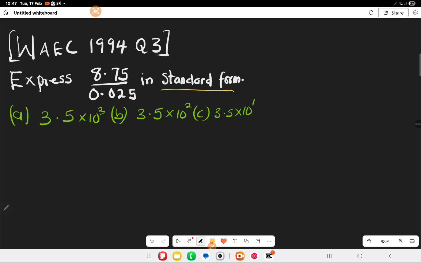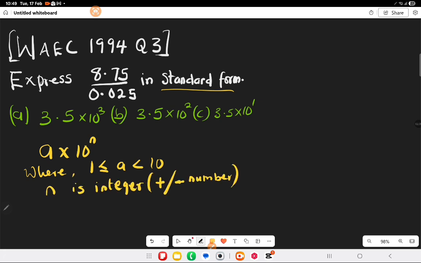Standard form is of the form a times 10 raised to the power of n, where 1 is less than or equal to a, and a is less than 10. So a will be a number which is equal to 1 or less than 10. It can be 9.99999 but not equal to 10. Then n is an integer. An integer is a positive or negative number.